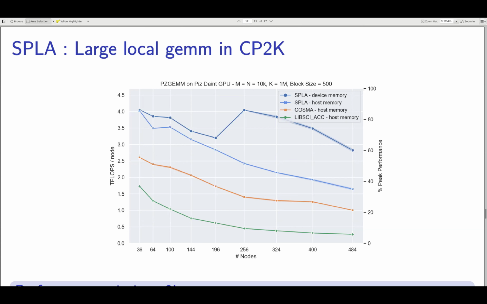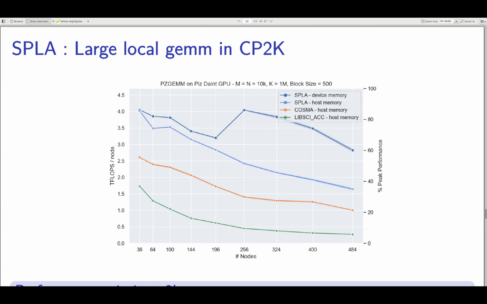Even COSMA, which is developed with the idea of minimizing MPI communication. And if you look at the specific implementation provided by Cray, it is always at the bottom. Now, if you use SPLA in CP2K, then the first thing that we could observe is that specific calculations like MP2 calculation can gain a factor 4 improvement.